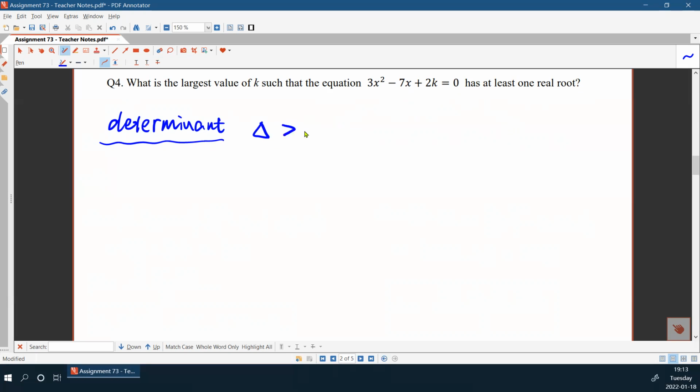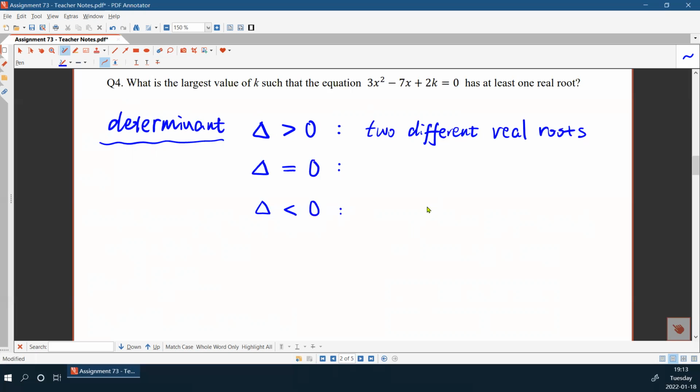So what kind of roots do we have if delta is greater than 0, or if delta equals 0, or if delta is less than 0? First of all, if delta is greater than 0, we will have two different real roots, right? Can you recall that? And if delta is 0, we will have a double real root, which means two real roots of the same value.